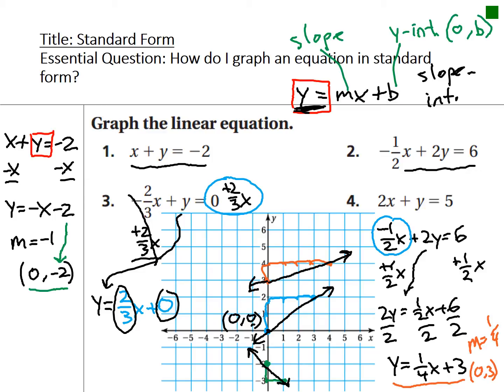Okay, guys, let's move on to the next slide. You can see in this slide, we took standard form and we made it into the other form that we're most familiar with. I know this slide's getting kind of full, so let's move on.